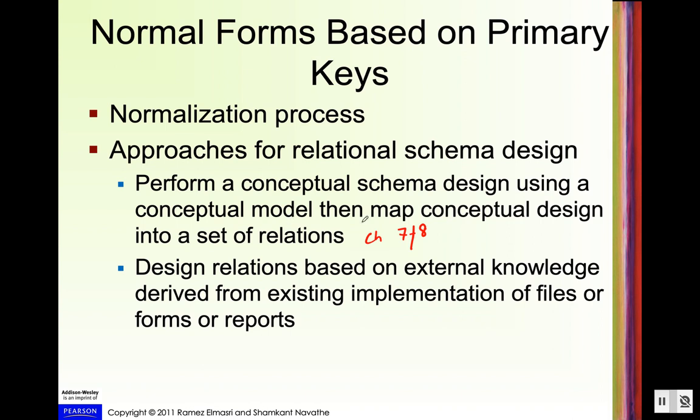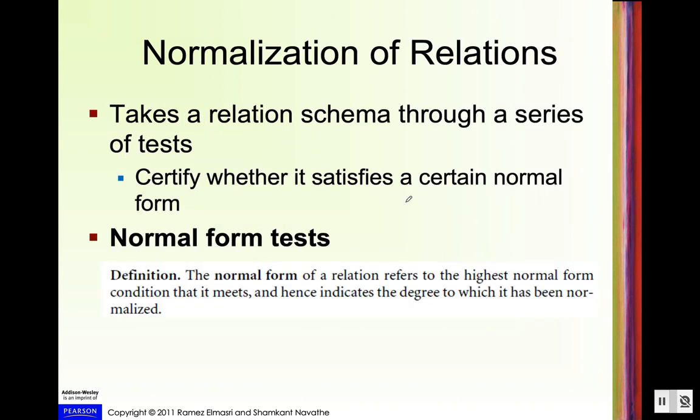So then the next step is that we design relations. We can also design relations based on external knowledge derived from existing implementations of files, forms or reports. Now when we do this relational schema design, how do we analyze it to identify the quality of the database design? That will take the relational schema through a series of tests, and these tests will certify whether it satisfies a certain normal form.